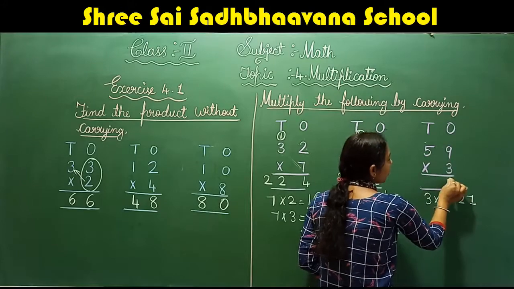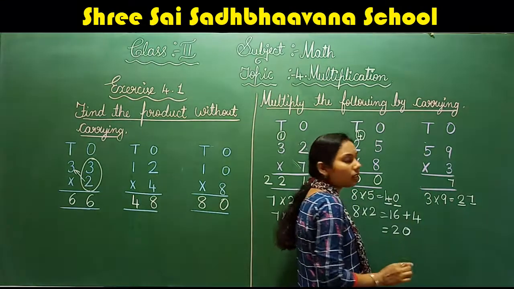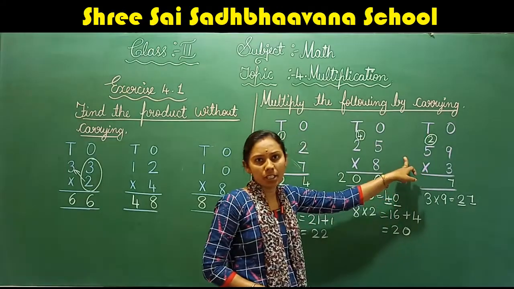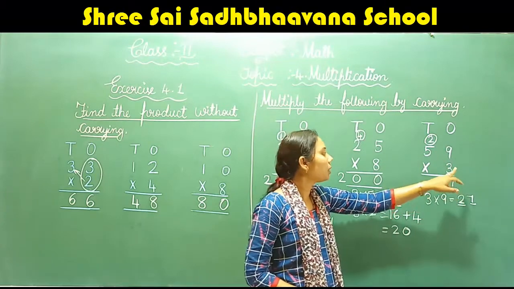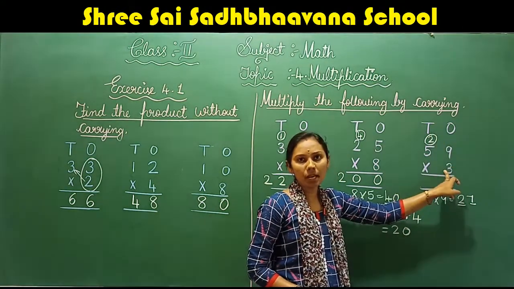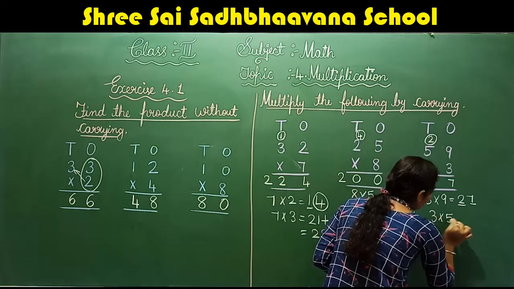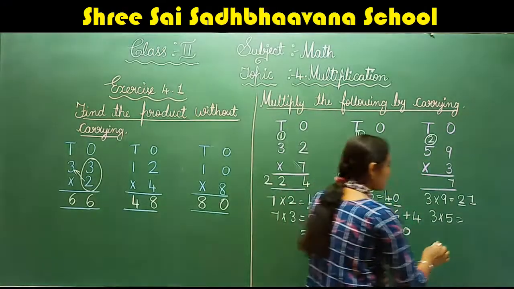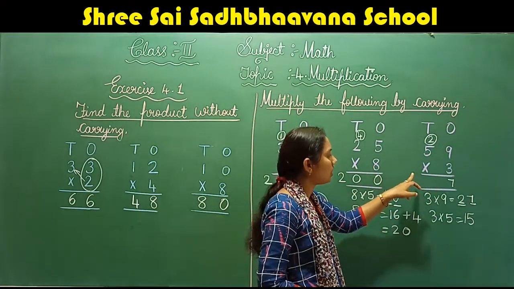So 7 you are going to write in the ones place. This 2, 20, that is in the tens place, you are writing as carryover, 2 in the tens place. Okay. Now second step, you have to multiply the tens place. That is 5 tens, you have to multiply by 3. So 3 into 5. 3 fives are how much? 15.